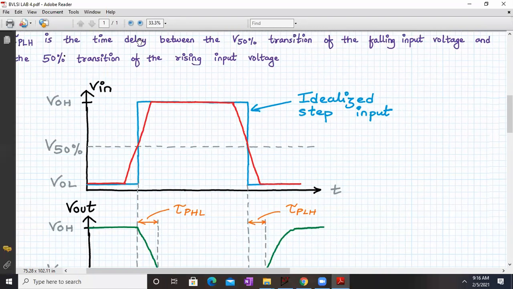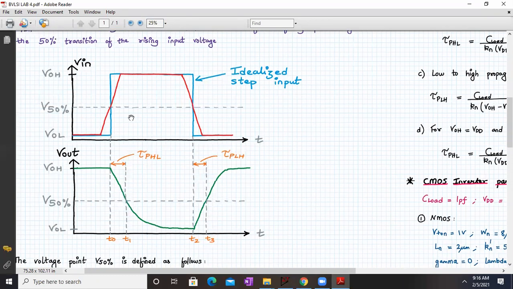Now, what it means in terms of the waveforms, I'll just describe it here. In terms of waveforms, let's say we have this blue color idealized step input, but in reality, the input itself has a finite rise time and fall time. So let's say this is VOL, this is VOH, and this is 50% of the input.